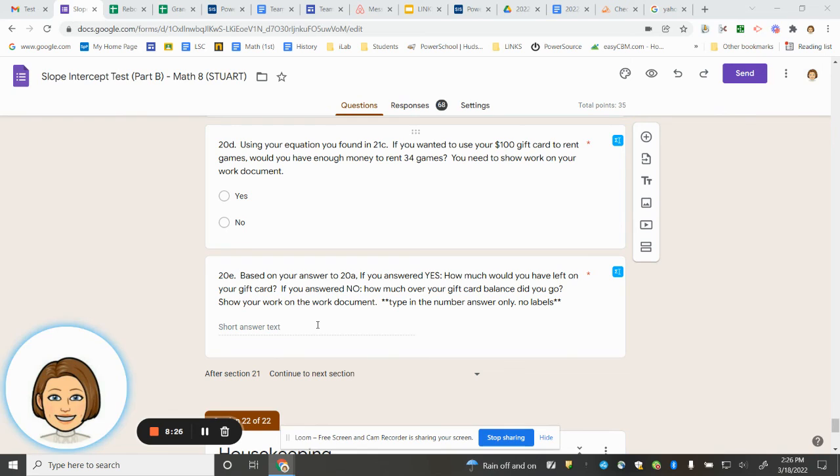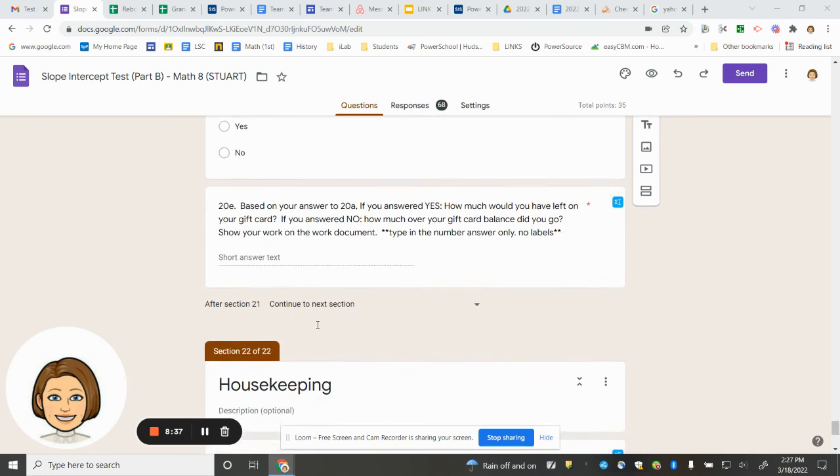Based on your answer to 20A, if you answered yes, how much would you have left on your gift card? If you answered no, how much over your gift card balance did you go? Show your work on the work document.